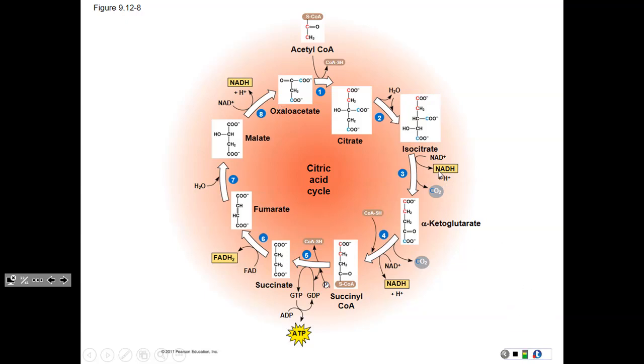So you're getting a total, for each glucose, of 6 NADHs, 2 FADHs, and 2 ATPs. Each glucose gives us 6 NADHs, 2 FADHs, and 2 ATPs when it gets run through the citric acid cycle. Okay?